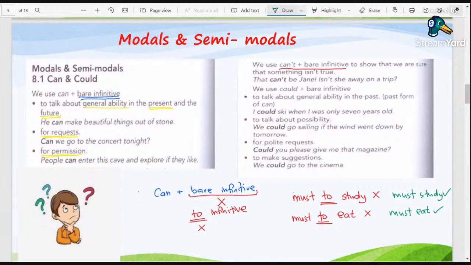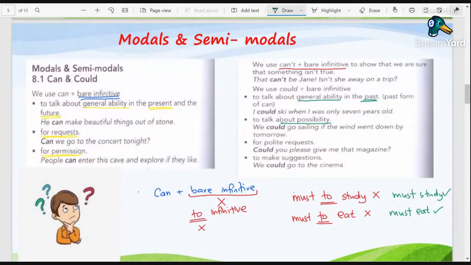Then the next thing is the word could. Okay, could ni biasanya we talk about the general ability but in the past. So kalau past tense for the word can is could. Okay, then we use could also to talk about possibility. Okay, kemungkinan. We could go sailing if the wind went down by tomorrow. Dia bukan saja untuk past, tapi boleh cakap pasal possibility that's going to happen in the future lah.